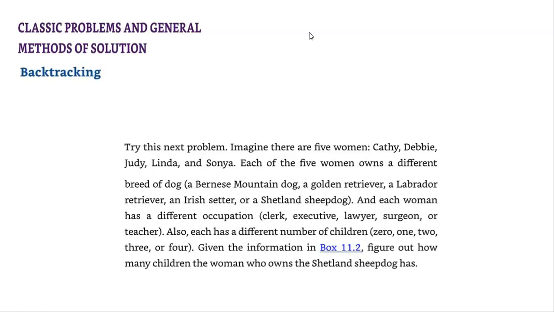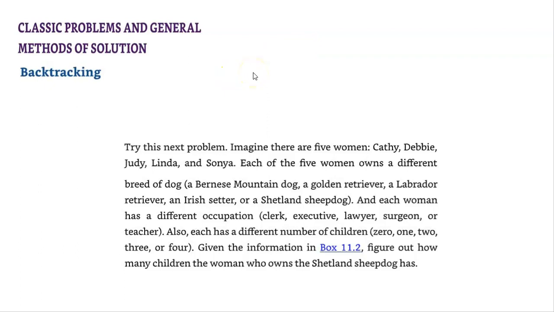Backtracking takes a little bit longer to explain. Just go with me on this. Try this problem. Imagine there are 5 women: Kathy, Debbie, Judy, Linda, Sonia. Each of the 5 women has a dog, and here are the dogs. Each woman has a different occupation. There are the occupations. Each has a different number of children, 0 through 4. And given the information in box 11.2, figure out how many children the owner of the Shetland sheepdog has.